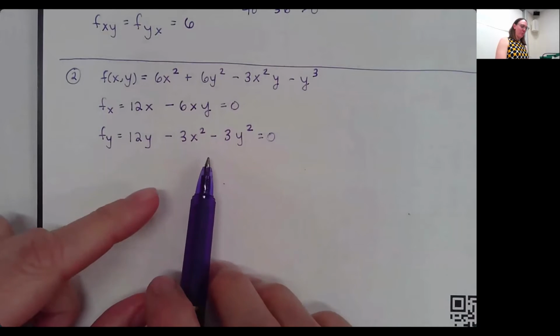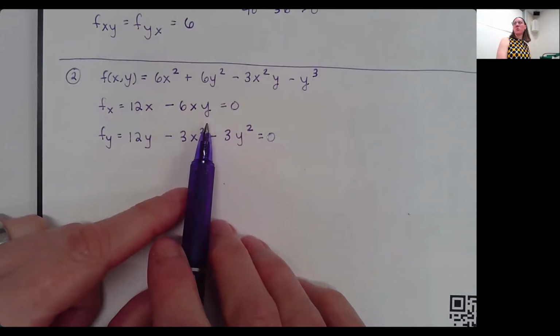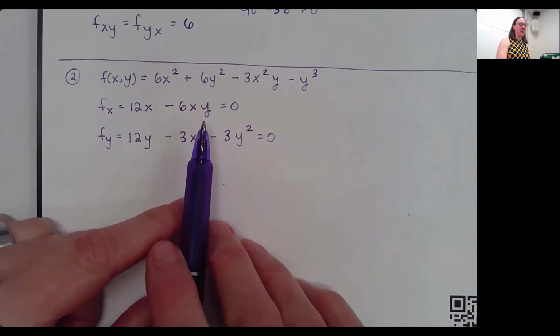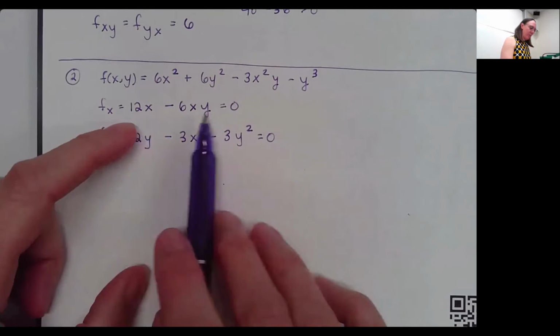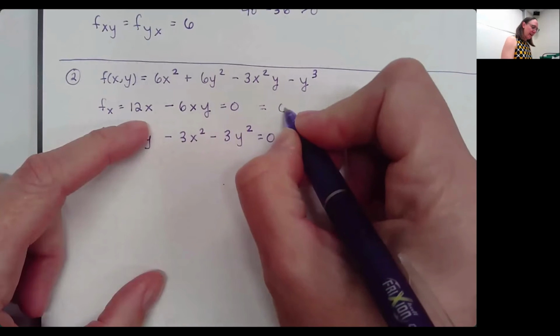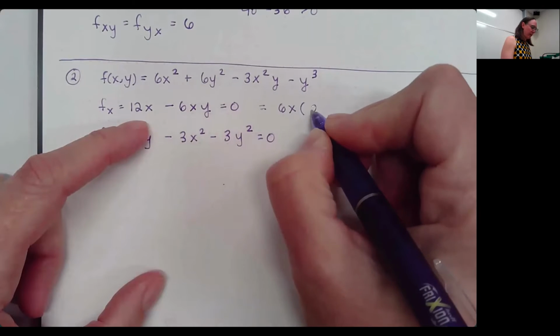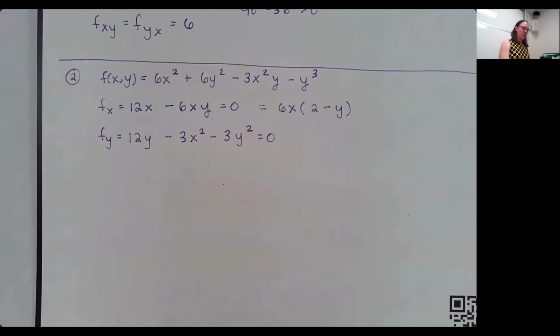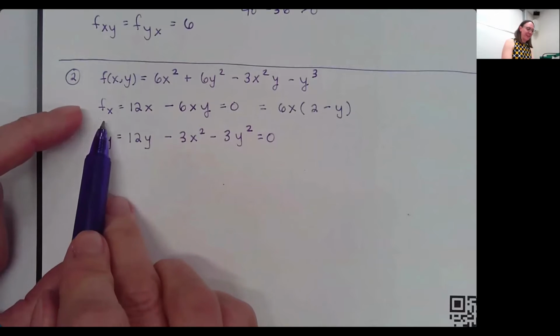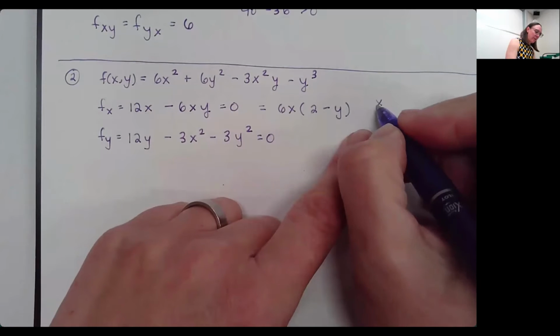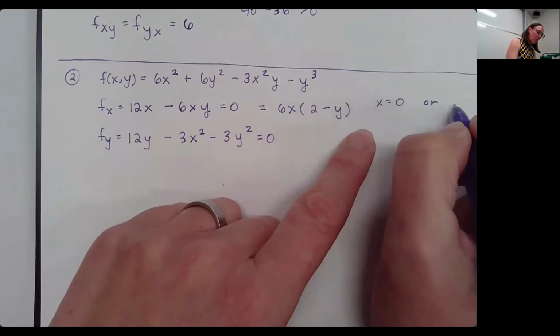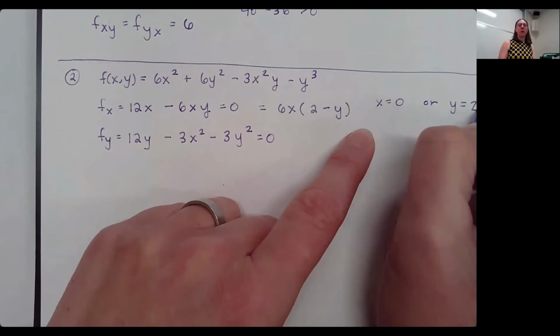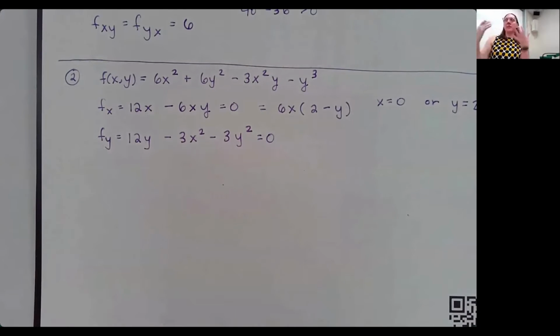conveniently, that top one factors, and that's really our fastest path forward through the algebra part. So the top one factors, and I can pull out a 6x, and then I'm left with 2 minus y, which means that solutions to my partial with respect to x look like x equals 0 or y equals 2. One thing to note, (0, 2) is not a critical point. Or it might be, but I don't know that it is yet.